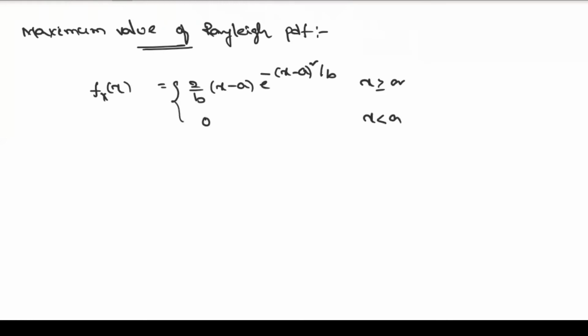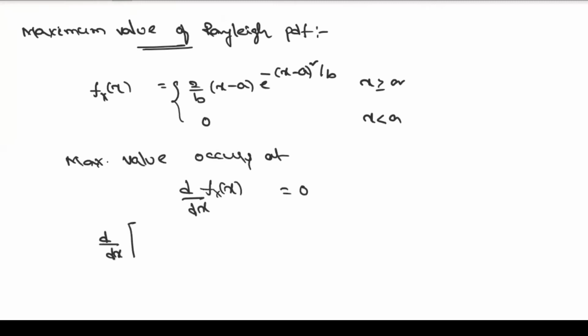Now for this function, we need to calculate the maximum value, at which point of x you are going to get the maximum value. The condition for getting the maximum value is that the maximum occurs at d/dx of f_X(x) equal to 0. So when the differential of the given density function is equal to 0, you get the point at which the function is going to be maximum. Then I'm taking d/dx of the given function f_X(x).